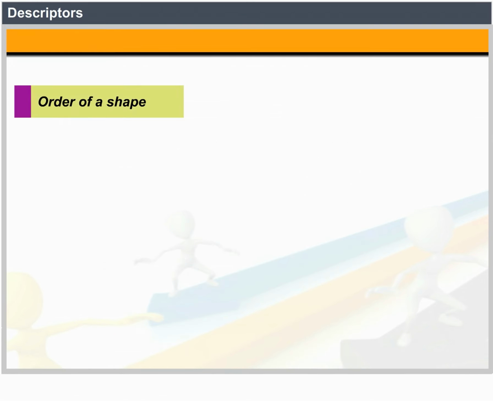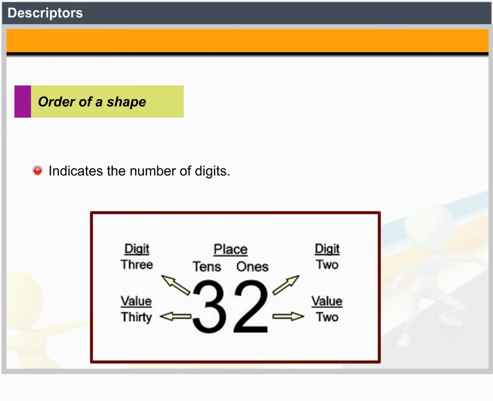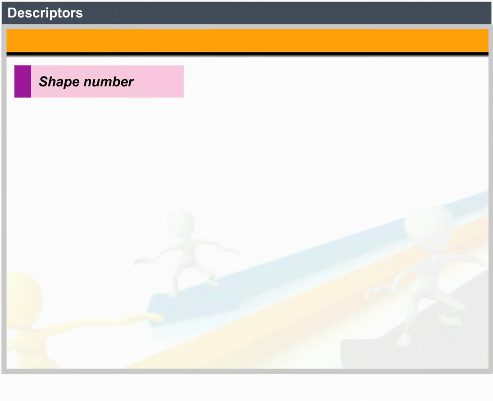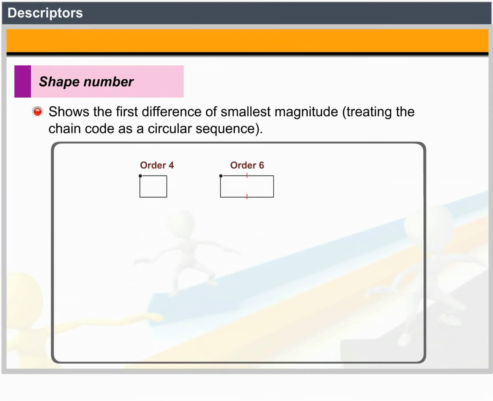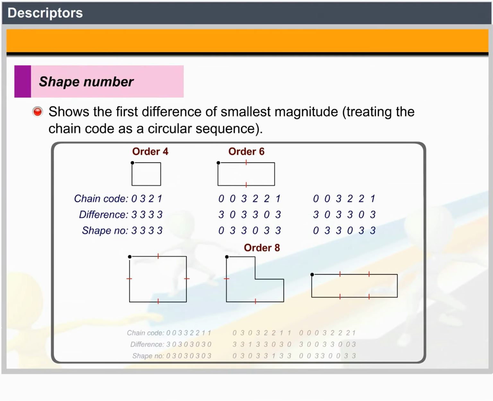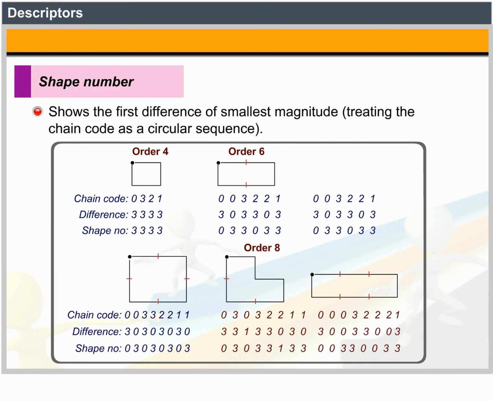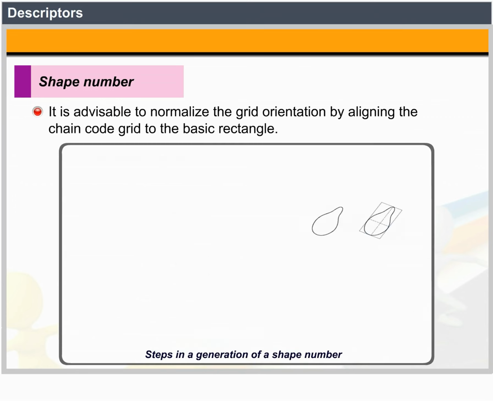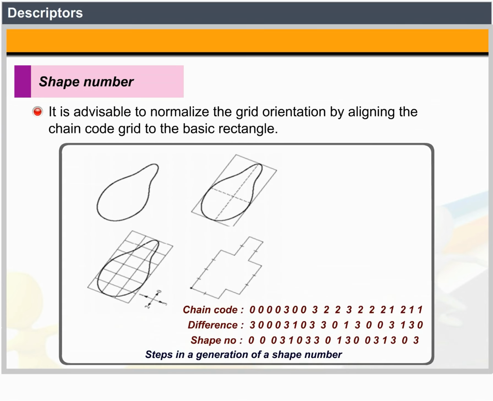Order of a shape. The number of digits. Shape number. The first difference of smallest magnitude, treating the chain code as a circular sequence. It is advisable to normalize the grid orientation by aligning the chain code grid to the basic rectangle. The figure shows the steps in generation of a shape number.